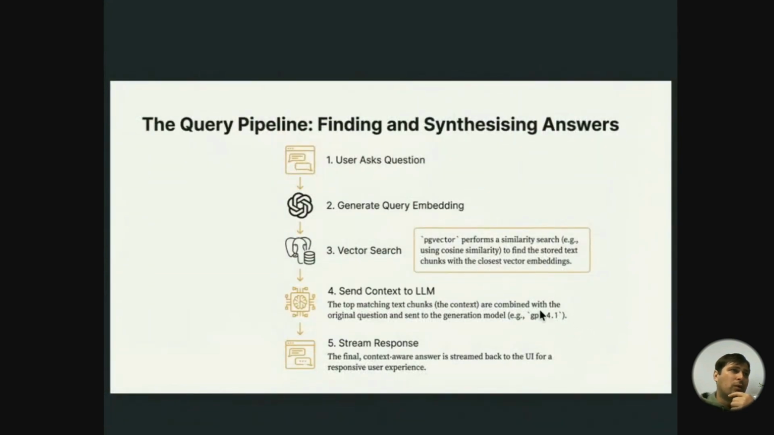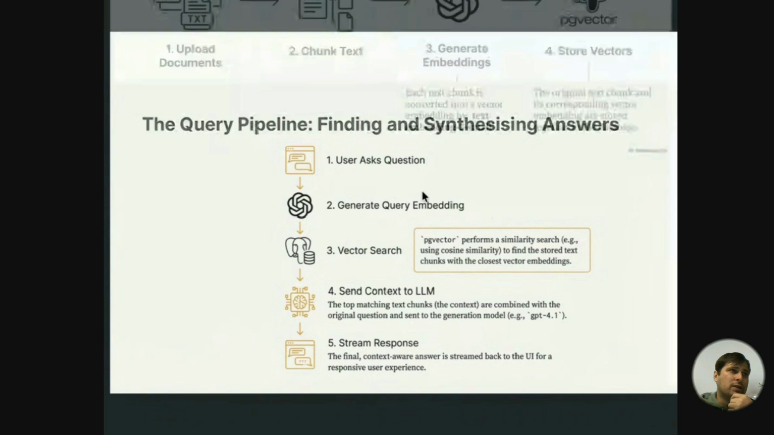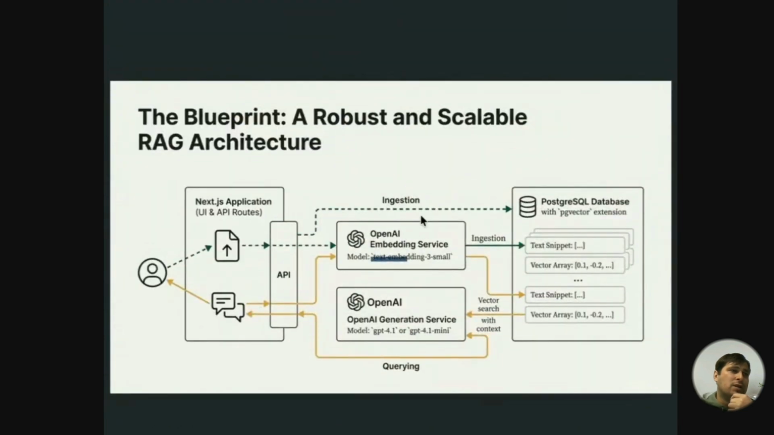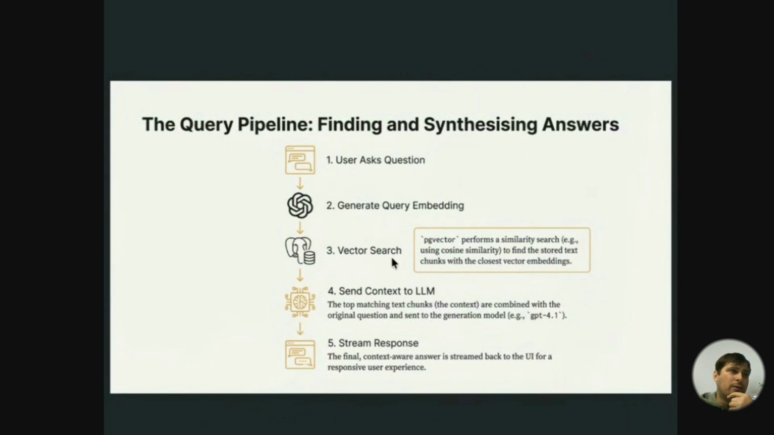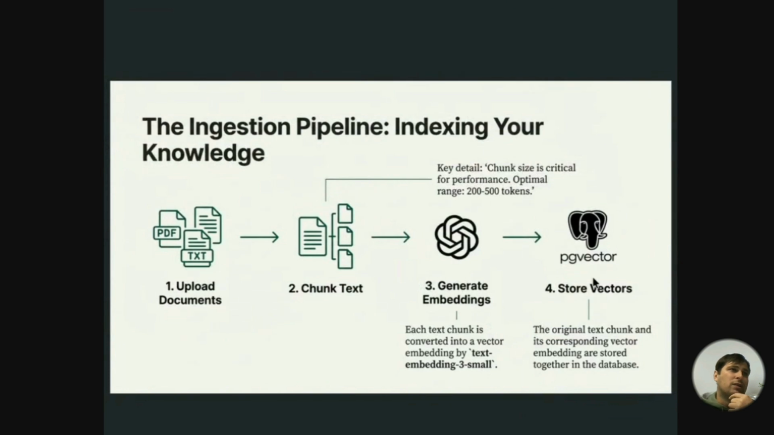And now, how it works when you're asking questions. When you ask a question, it is transformed again with this embedding model. After that, the embedding is sent to our database, and we try to find the closest relevant chunks. We are again using the extension in Postgres, PGVector, which does this search.